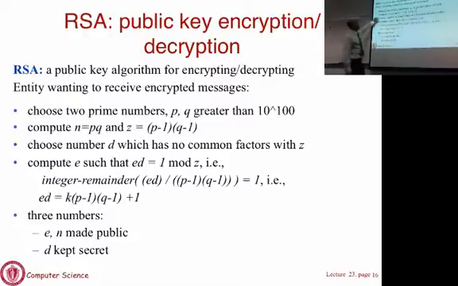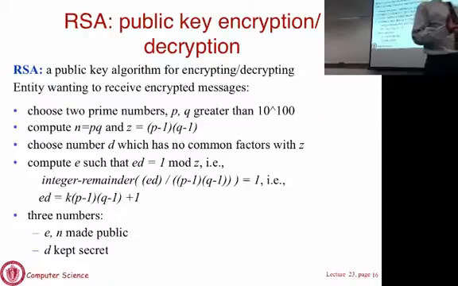And then you compute the product of those two primes: N is P times Q. You also compute another term Z, which is (P minus 1) times (Q minus 1). So you compute two integers that are the product of those two primes and the product of the primes minus 1. Then you have to choose another integer E, which has no common factors with Z, which basically means E times D is 1 mod Z. So E and Z should be relatively prime. They shouldn't have any factors in common. So you pick that.